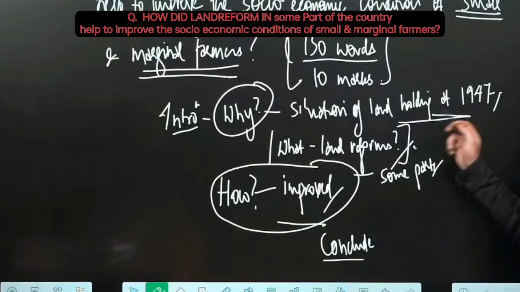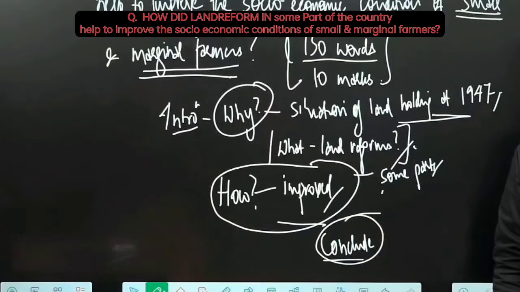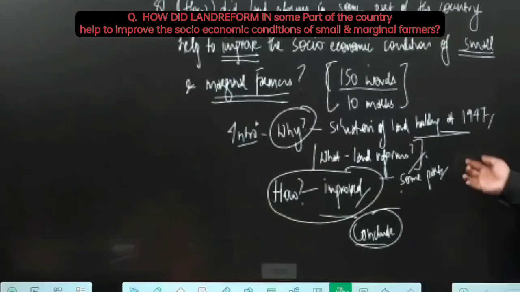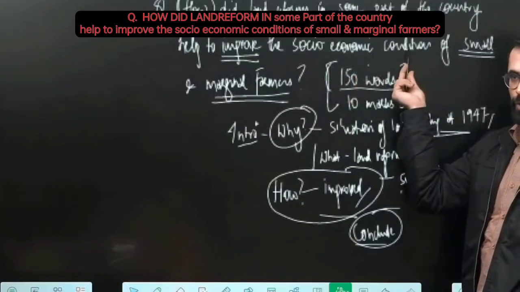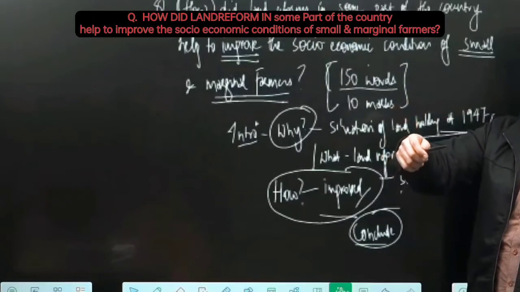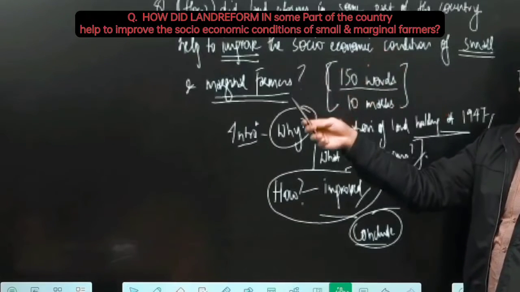You will talk about all land reforms. You can give the example of Kerala, West Bengal, Jammu and Kashmir. So you will mention that here, but how will you conclude? The question is centered around how to improve the socio-economic condition. So after land reform, what should be done? Land has been given, the situation improved a little, then what next?